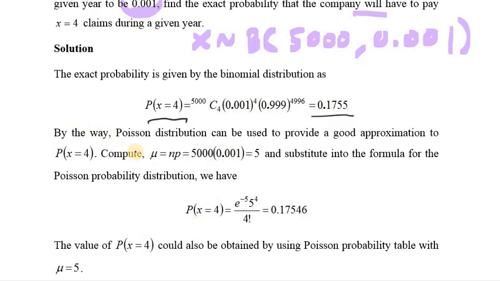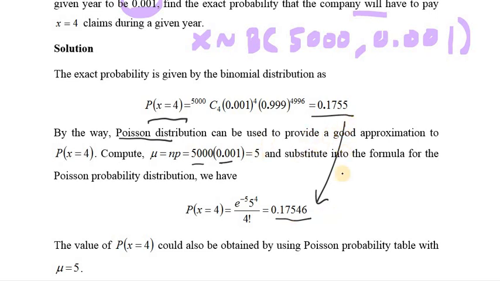Okay, now we try to use the Poisson distribution. Okay, first we have to find the mean, okay, n multiplied by p, so mu is 5. So now we use the Poisson formula, mu equal to 5, x equal to 4. So now we get the answer 0.17546. So these two values are very nearly the same.